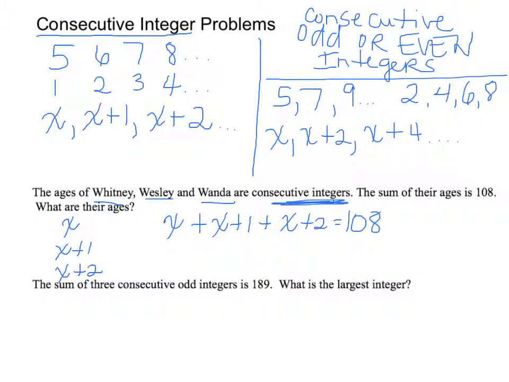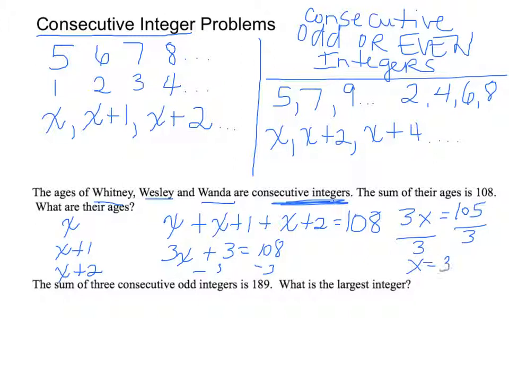Now I can combine like terms and solve this equation. So I really have 3x plus 3 equals 108. I'm going to first of all subtract 3. So 3x is equal to 105. And if I divide by 3, 105 divided by 3 is 35. So x is equal to 35.